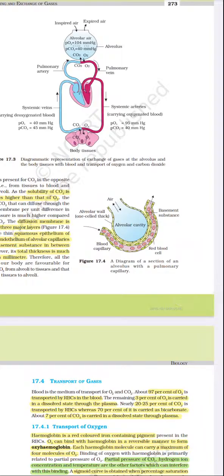Basement substance, red blood cell, blood capillary, and alveolar.